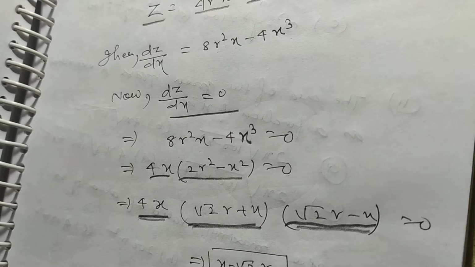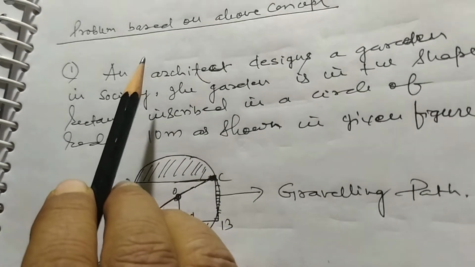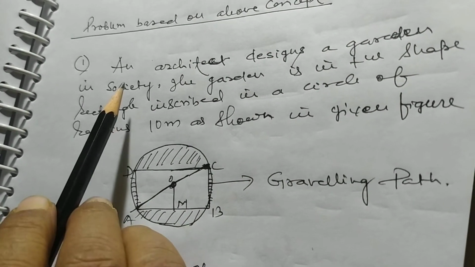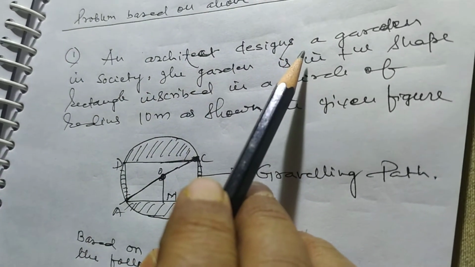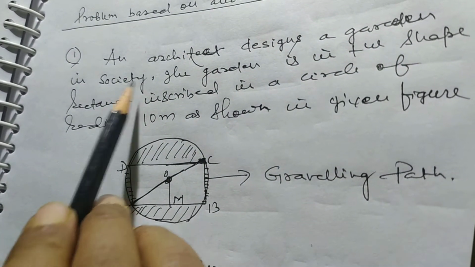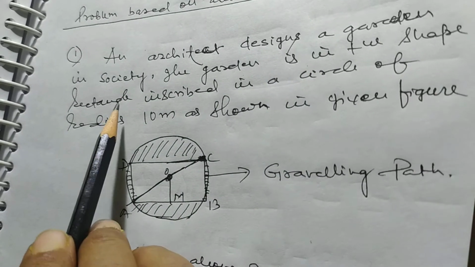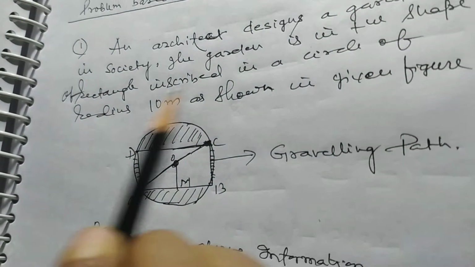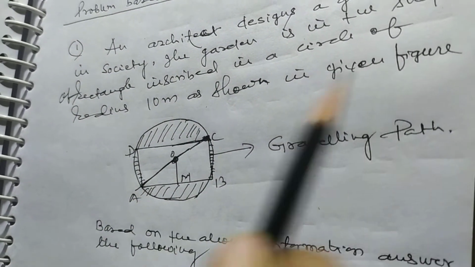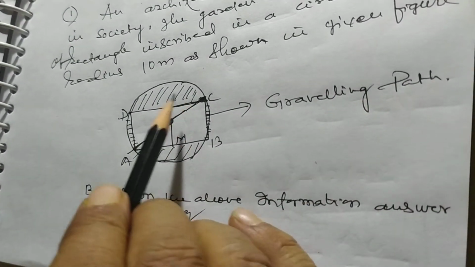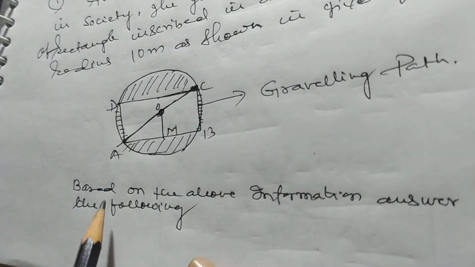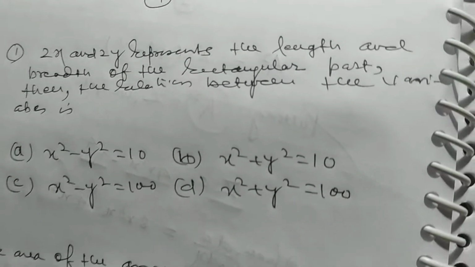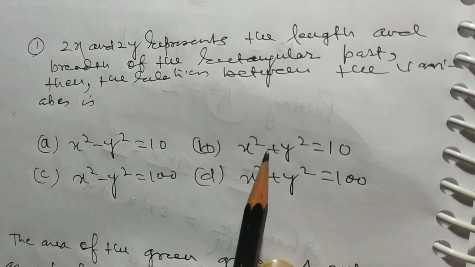Now, my dear students, I want to solve some case study problems which are based on this concept. An architect designs a garden in a society. The garden is in the shape of a rectangle inscribed in a circle of radius 10 meter, as shown in the given figure. The shaded region is the graveling path. Based on the above information, answer the following.